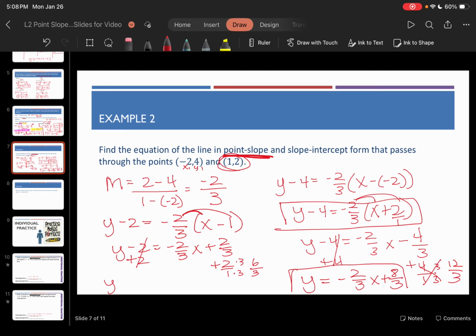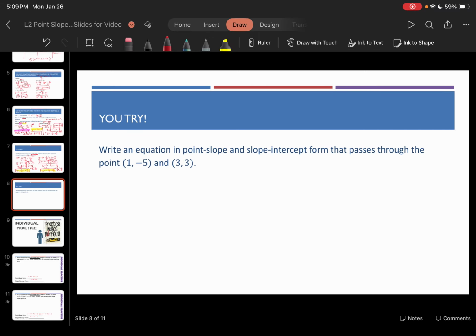When I add those either by hand or on a calculator, I still get 8 over 3. I still get the same exact equation in slope-intercept form. It doesn't matter which point I plug in initially. I'm still going to get the same answer when I solve for y. Okay, so pause the video, try this problem. When you unpause it, we'll go through it together.